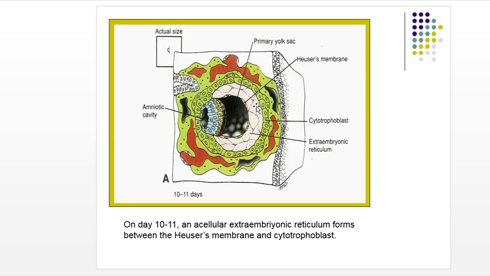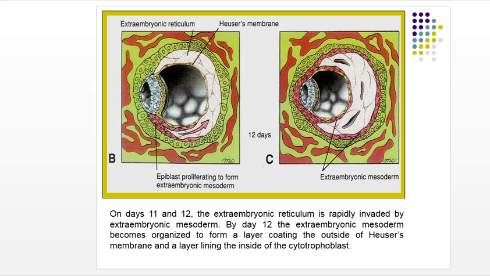In the next day, it means in 12 days, a new cell layer is formed from the epiblast layer. Here this is the epiblast, and these red cells originated from the epiblast and make a new layer between the Heuser membrane and the cytotrophoblast layer. The name of this newly formed layer is extra-embryonic mesoderm.